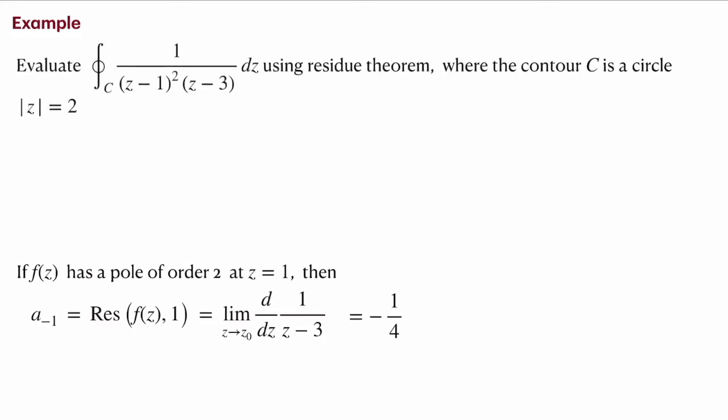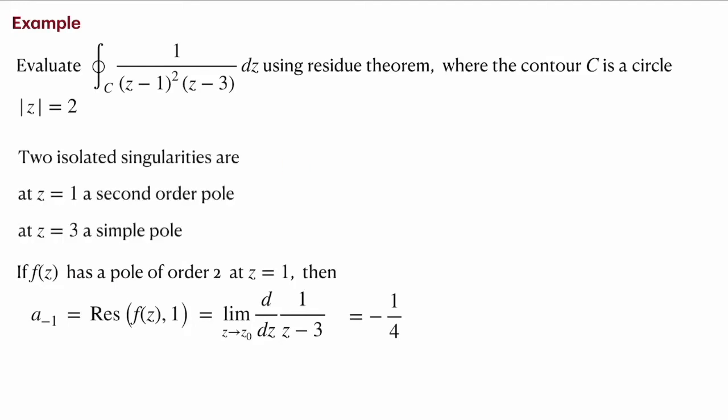So let's take the first example. We are trying to evaluate the integral of f(z) = 1/((z−1)²(z−3)). We have seen a similar example, but in this case the contour is different. The contour is given by |z| = 2, a circle of radius 2 around the origin.